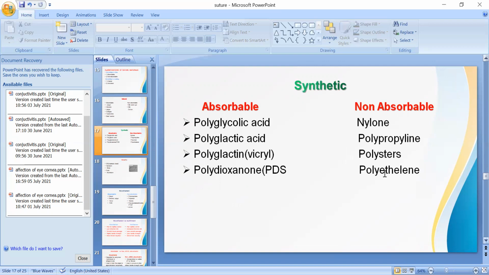Under synthetic, there is absorbable suture material and non-absorbable material. So under absorbable, there is polyglycolic acid, polylactic acid, polyglactin, that is Vicryl, and polydioxanone. So these are the four synthetic absorbable suture materials. Under non-absorbable, there is nylon, polypropylene, polyesters, and polyethylene. These are the non-absorbable suture materials.